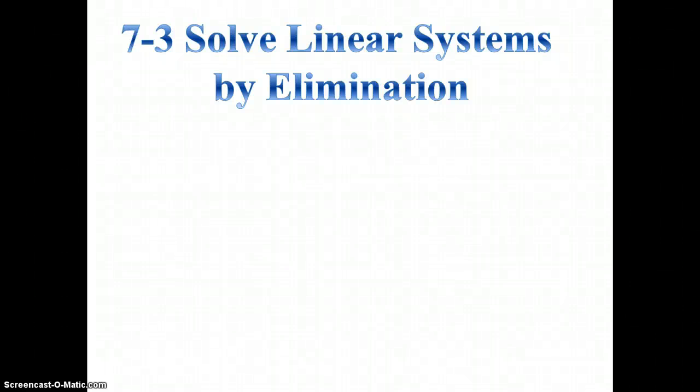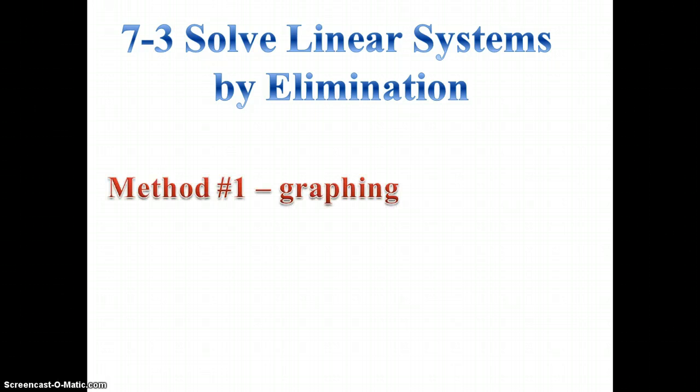Lesson 7-3, Solve Linear Systems by Elimination. So this is our third day working on linear systems, and we know at this point a linear system is two or more equations that have the same variables. And the solution is the ordered pair that makes each equation true in the system. The first thing we did was to solve the system by graphing, so we visually inspected the intersection of the lines, and that was our solution.